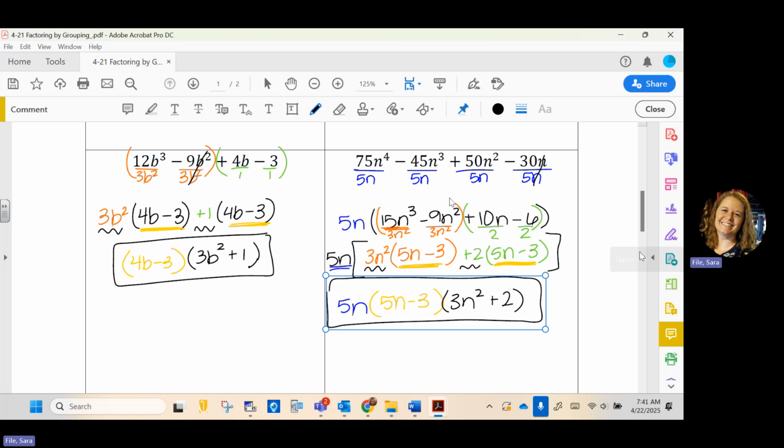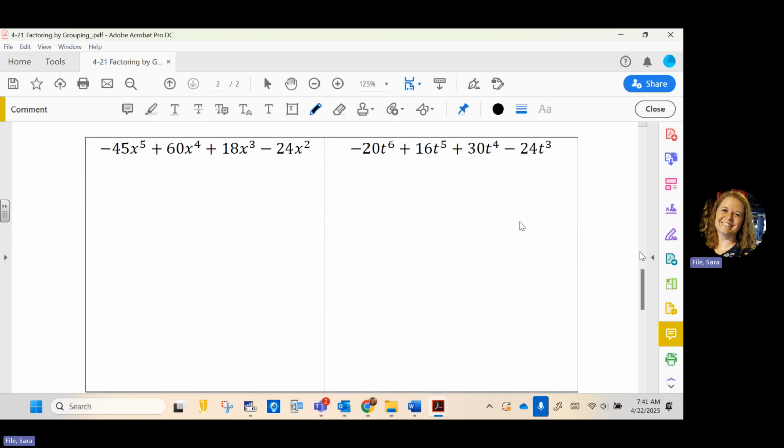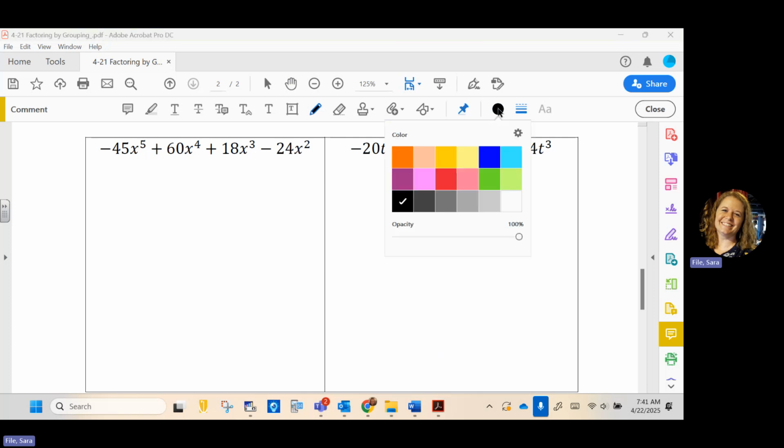Okay, so some of these have lots of steps, there's lots of terms. So just take your time and make sure that your work is shown clearly and you're just being careful. Okay, so now in this last couple on the back, they both start with a negative. The leading coefficient is negative.